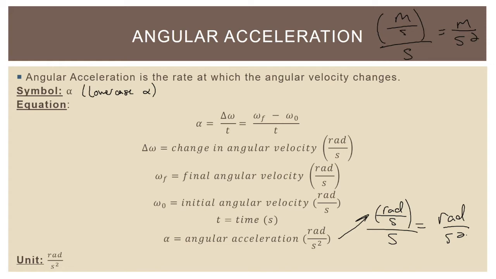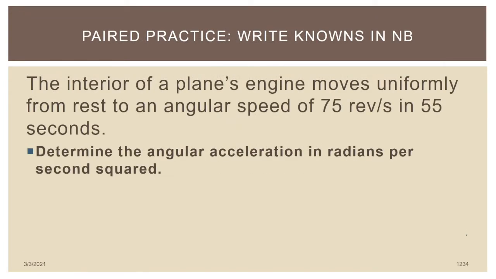So let's take a look at a problem and see how this works in context. It says here, the interior of a plane's engine moves uniformly from rest to an angular speed of 75 revolutions per second in 55 seconds. The question says, determine the angular acceleration in radians per second squared. Now, I think it's important to make a mental note of something I'm about to say right now. This unit is going to be annoying for homework assignments from the packet.